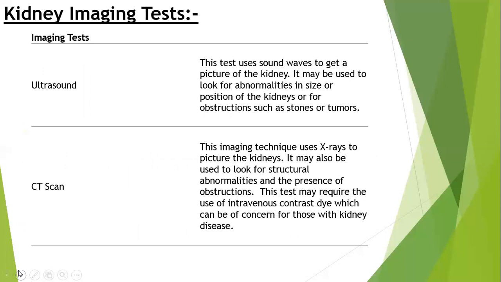It may be used to look for abnormalities in size or position of the kidneys or for obstructions such as stones or tumors. During your practical examination or internship, you can see the USG ultrasonography report, where the radiologist defines the diameter, the measurements of the kidney and the impression. CT scan: this imaging technique uses X-rays to picture the kidneys.